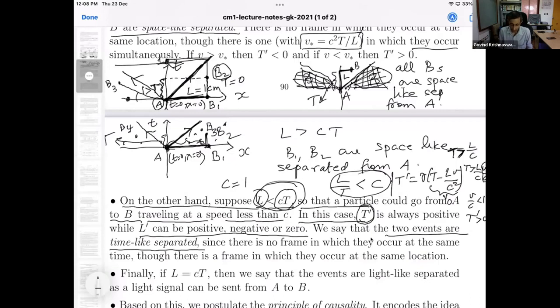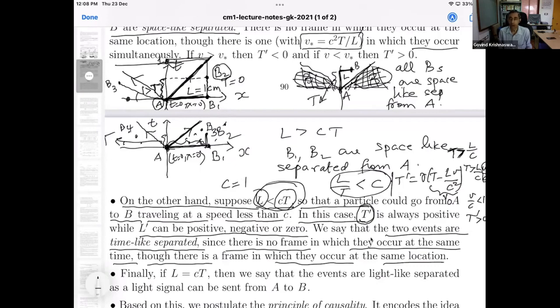They're time-like separated, and the reason for the terminology partly is that there is no frame in which they occur at the same time. They cannot be made to be simultaneous by a choice of frame. However, there is a choice of frame in which they occur at the same location.